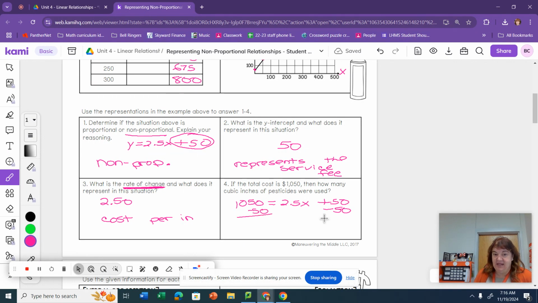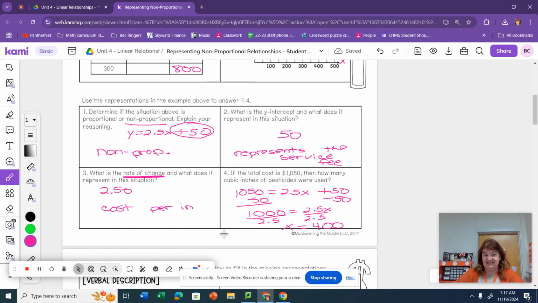and I get 1000 equals 2.5x. Divide by 2.5, divide by 2.5. And for the sake of time, I'm just going to give you the answer to this. So x equals 400. Okay, let's move on to the next page.